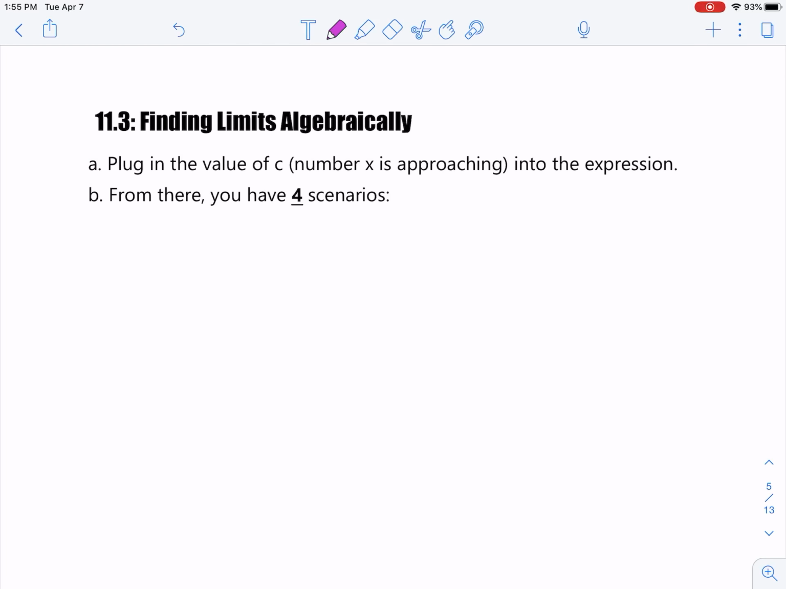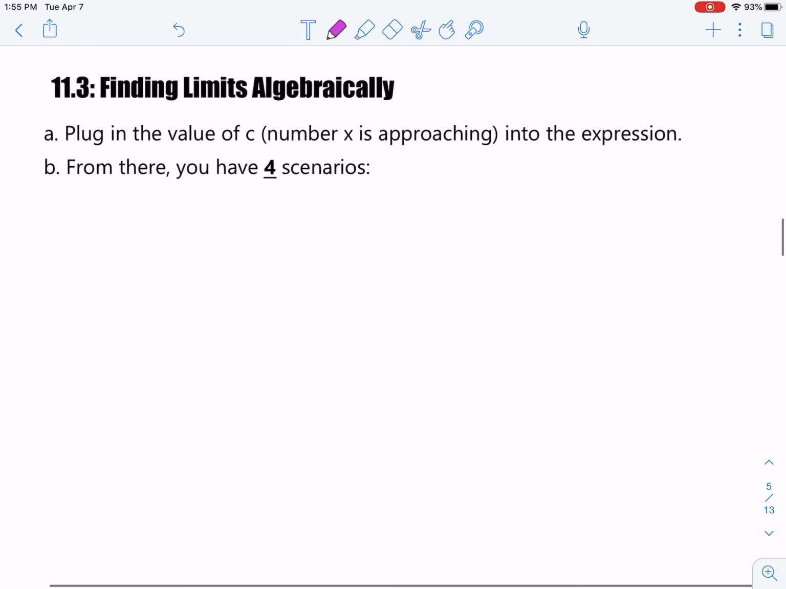Okay, well, let's start limits algebraically, also known as limits analytically. This is kind of a two-step process. The first step is to plug in the value of c, and that is the number x is approaching, into the expression. Okay, so from there you have four scenarios. Let's write those four scenarios down together. The first scenario is that you plug in this number and you just get some nice number out for your expression, and then yay, you're done.